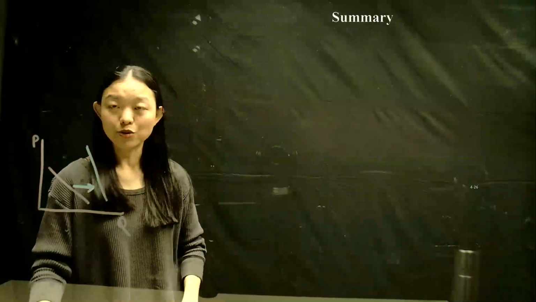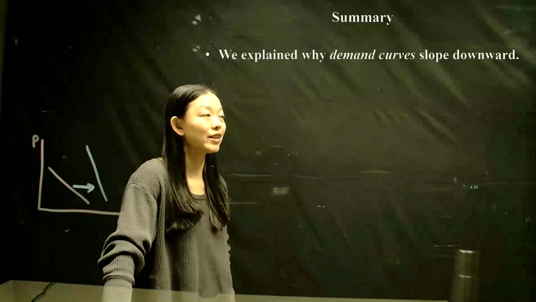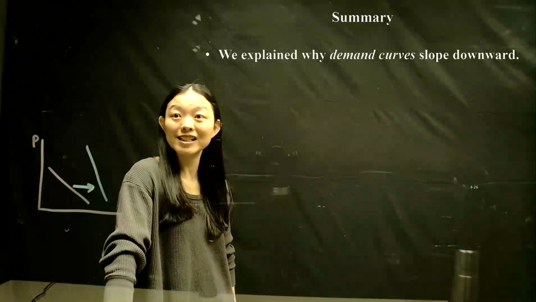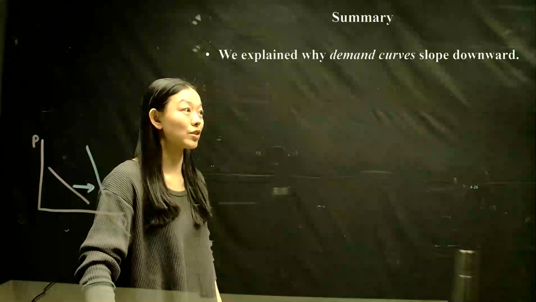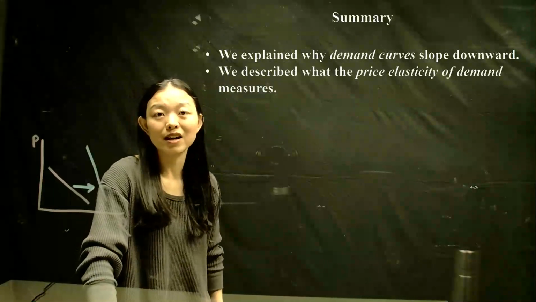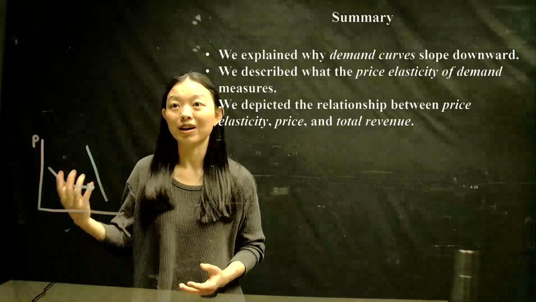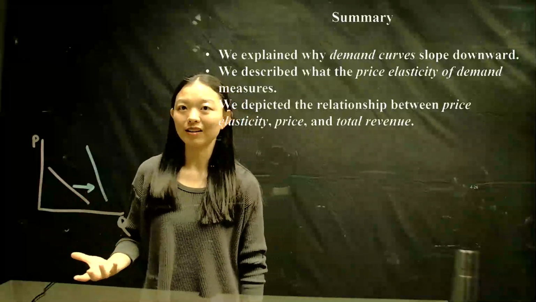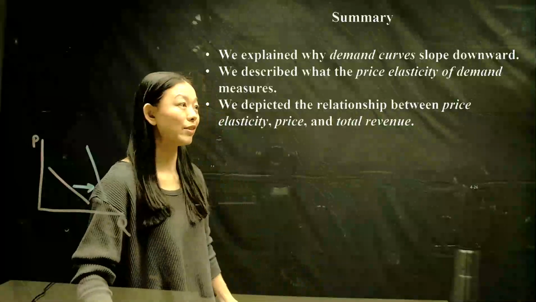Now, let's summarize what we have learned in this chapter. First, we explained why the demand curve is downward sloping from utility theory. Because marginal utility decreases, the willingness to pay from consumers also decreases. We also described the price elasticity of demand and talked about how to compute it. We also learned the relationship between price elasticity and total revenue, right? With different price elasticity, increasing or decreasing the price will bring different changes in total revenue.